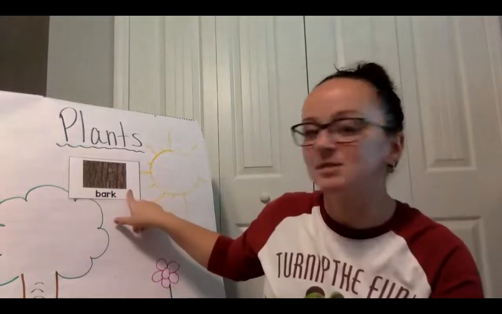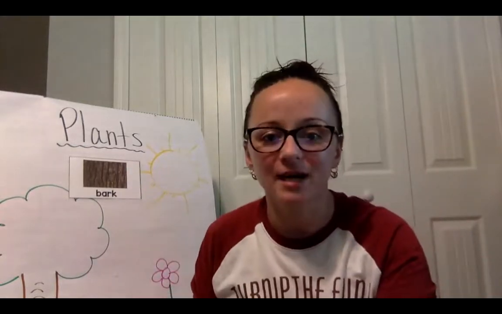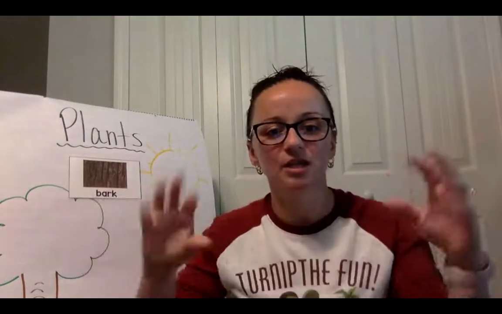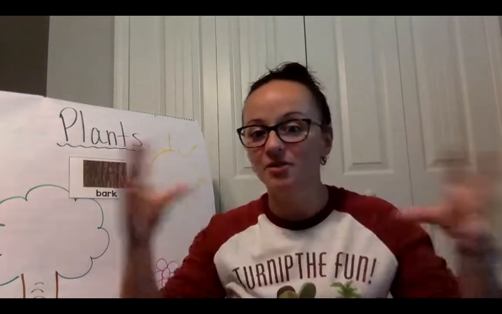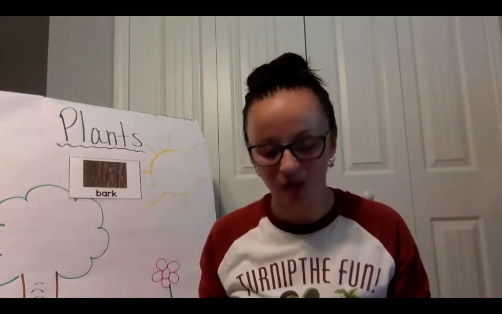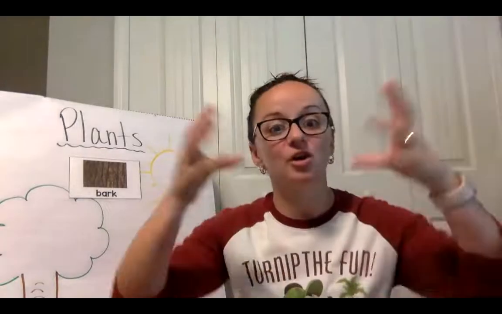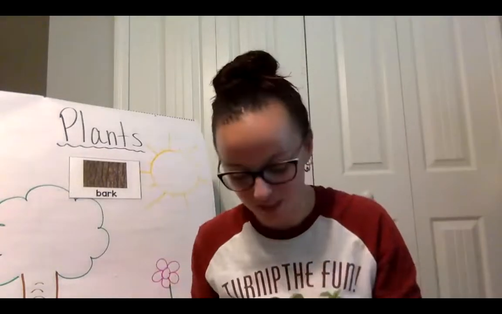So our first one is bark. That is a protective tree coating. It protects the tree, keeps all the nutrients, protects it from the sun and everything else around it, the wind and everything. It keeps the stem and the trunk of the tree really strong and protected.